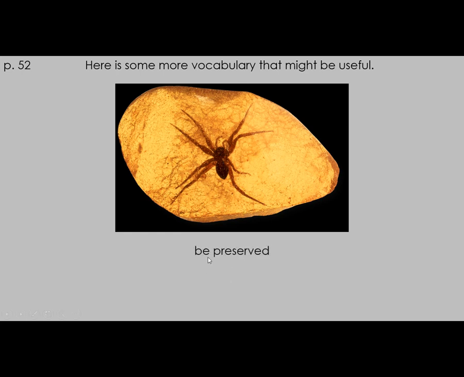Look at this word. Preserved. Preserved. This is an adjective which describes something. Let's talk about this picture first. This spider is 3 million years old. Can you imagine 3 million years old? But you can still see this spider today because it is well preserved. Preserved means stayed the same, did not get damaged, didn't get destroyed. So these are some useful vocabulary for you.